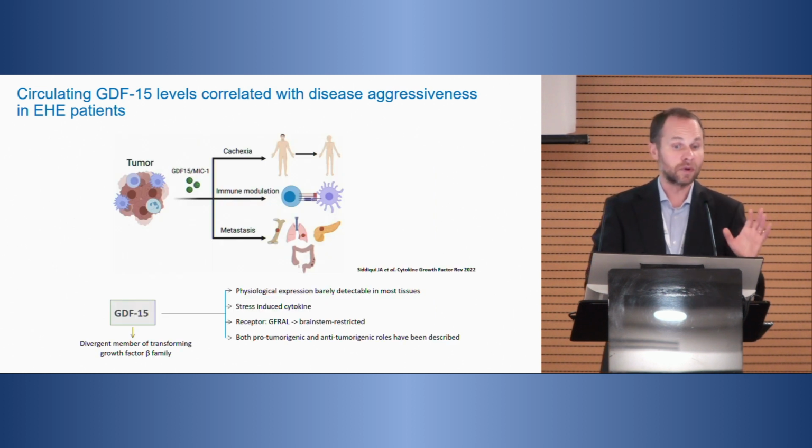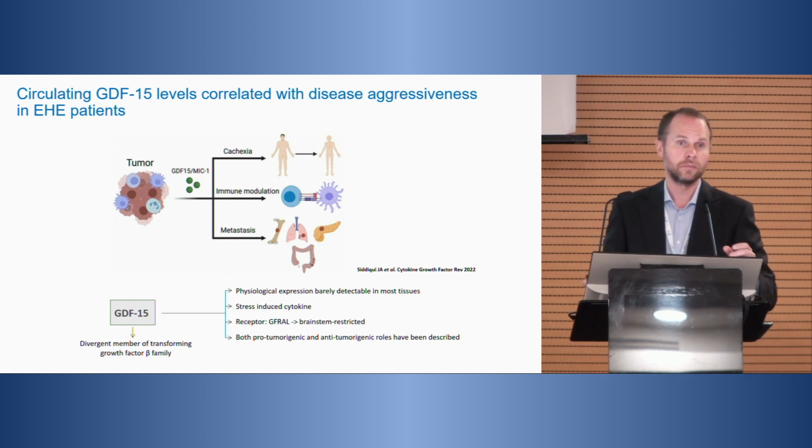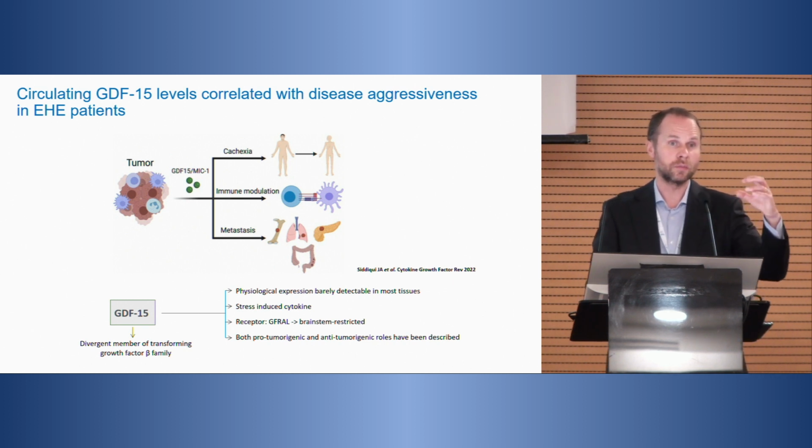Just to say something about GDF15, because I think it's becoming more popular in oncology these days. The main thing is that quite recently it has been discovered that GDF15 is responsible for cancer-related cachexia, because the only receptor, so the only molecule able to catch GDF15 that we know at the moment, is located in the brain, in the area that is responsible for cachexia.